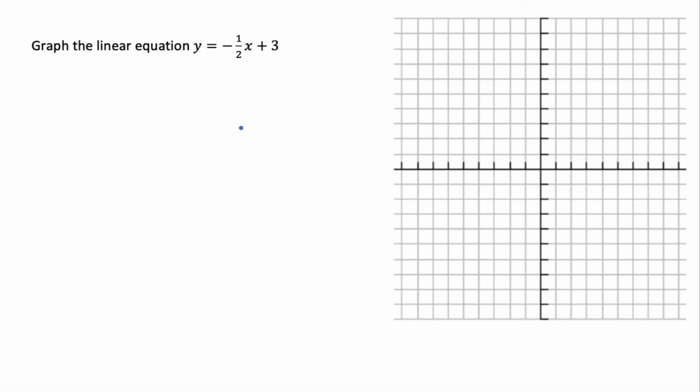But I want to do 3, so we definitely want to make sure that all 3 points line up. You don't want to make any silly mistakes. Now here we see that the y is by itself, so in this case, we can just pick values of x.